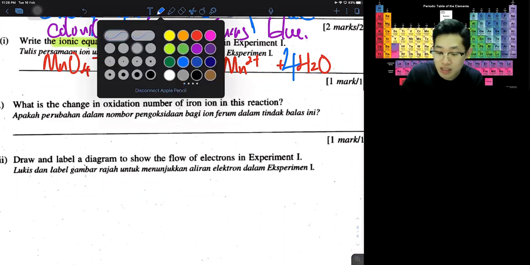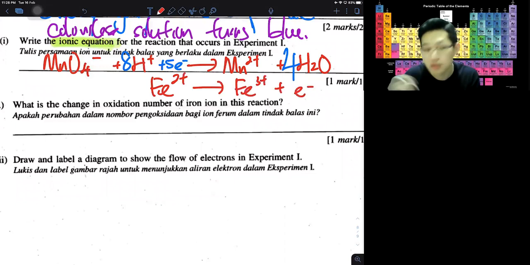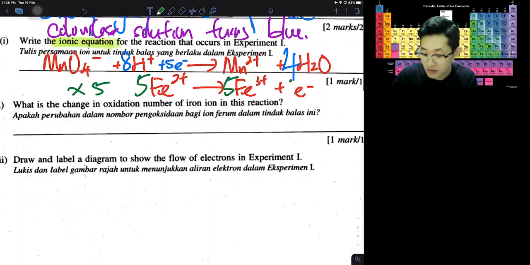Another equation is Fe2+ becomes Fe3+ plus electron. Same, but this time we multiply by 5. Multiply 5. When they are the same, cut off: 5 electrons, 5 electrons.